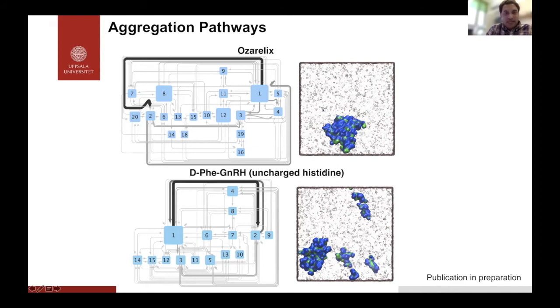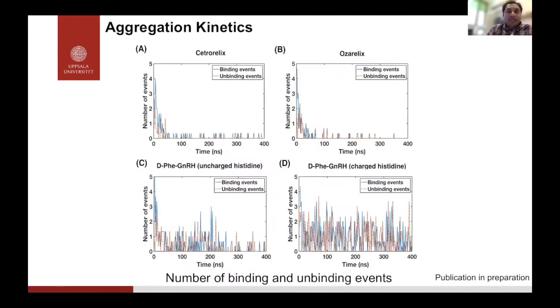Once we have this understanding of their overall aggregation behavior, we then try to understand the aggregation kinetics. One way to understand that is through binding and unbinding events. Whenever two peptide monomers become one dimer, we consider that a binding event, and when one dimer dissociates into two monomers, we consider that an unbinding event. For cetrorelix and ozarelix, we only see these dynamic binding and unbinding events for the initial 50 to 100 nanoseconds, and after that there are not many binding or unbinding events.